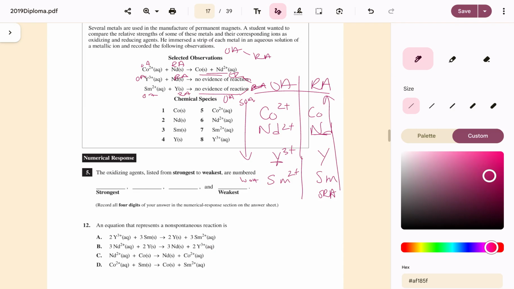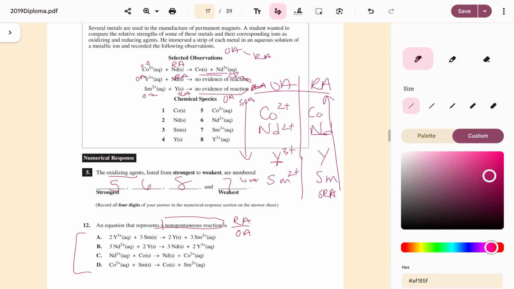So if we want to list your OAs from strongest to weakest, it would be cobalt 2 positive, then number 6, then number 8, then number 7. So we have 5, 6, 8, 7. Now, also that we have our table, we can take a look here, and the ones that say non-spontaneous means your RA is higher than your OA.